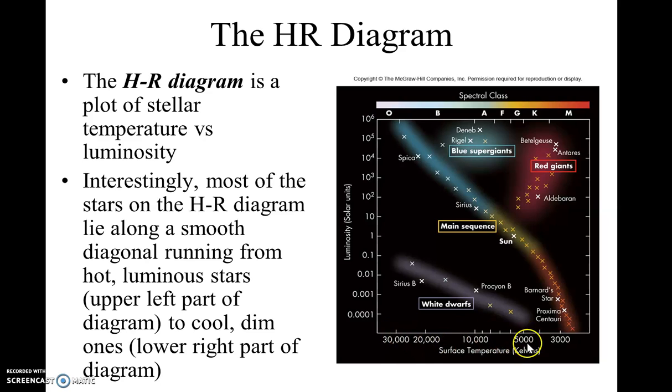The horizontal axis is the surface temperature. And you could also put the stellar classifications, like O stars, and the G stars would be right here about where the sun is, and M stars would be way over here.